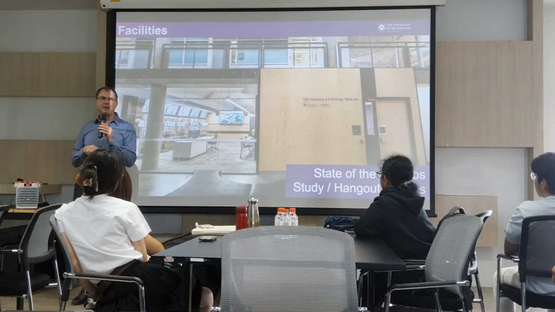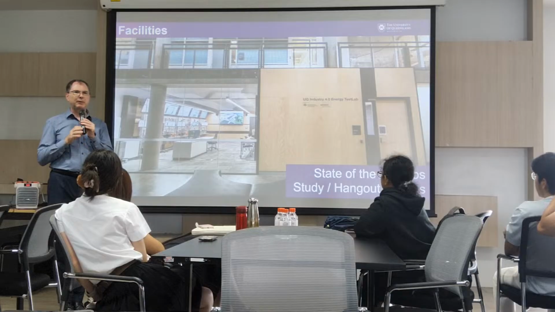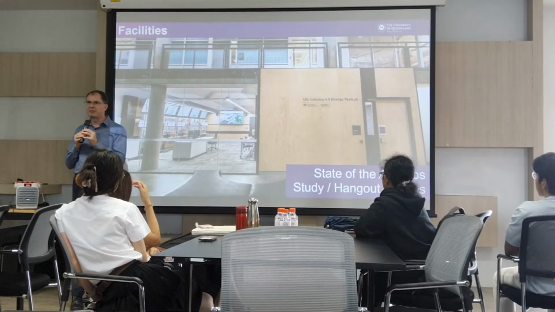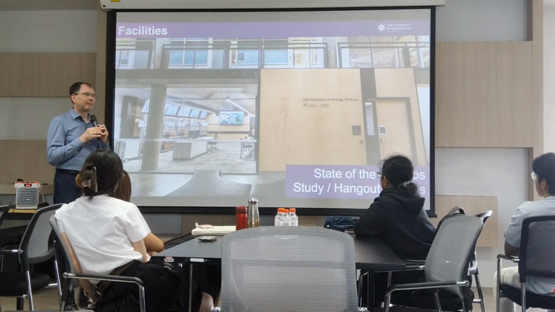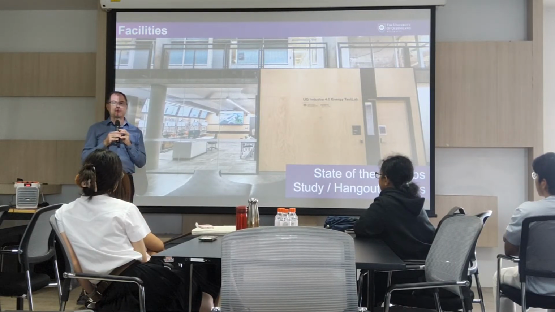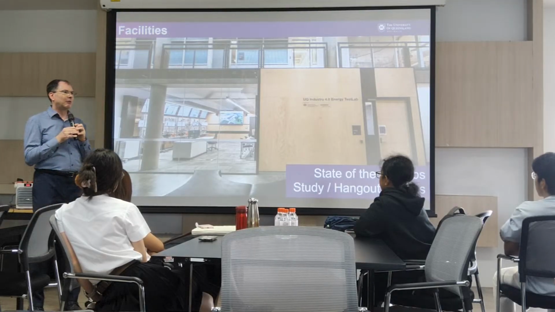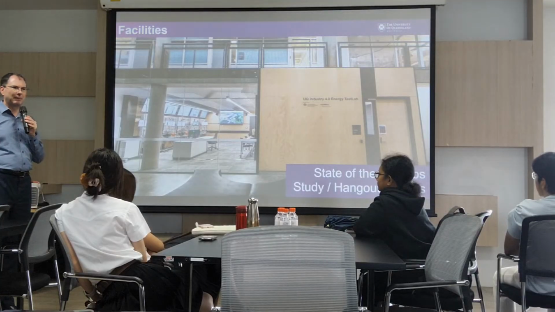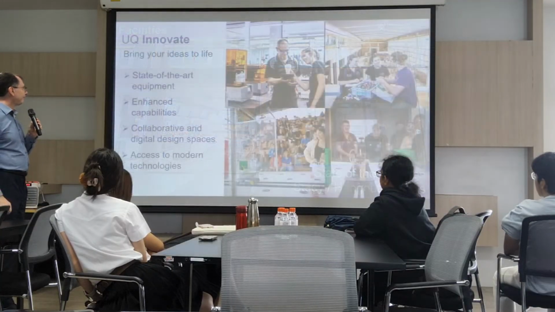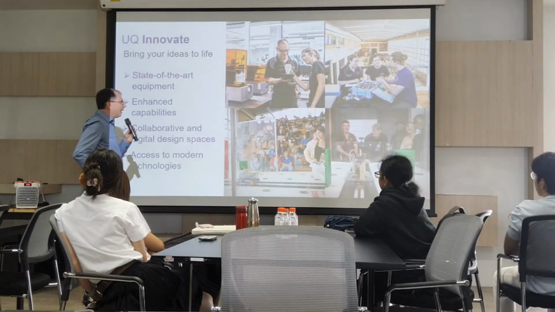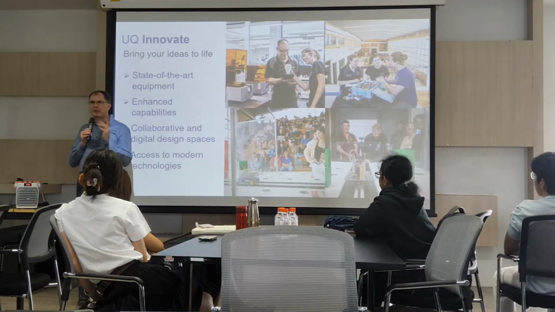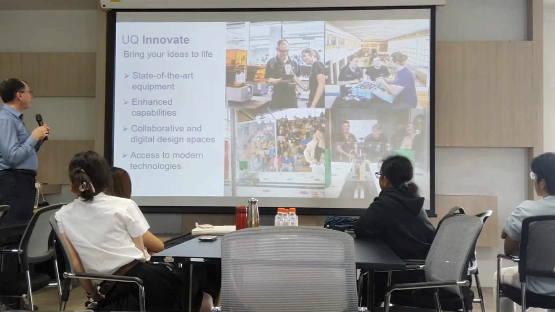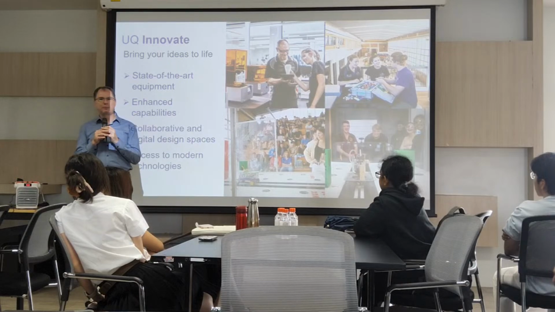So UQ is very proud of its on-campus experience. We have good facilities available for students to use. We have good labs. A lot of UQ's income comes from commercialization of research, which means that we have more money than a lot of other universities to spend on equipment. We have a space called UQ Innovate, so that's our makerspace. So it's the largest makerspace in the Southern Hemisphere. So it's got lots of equipment.